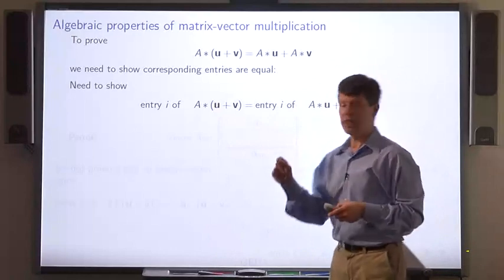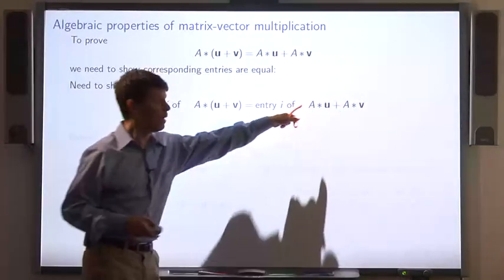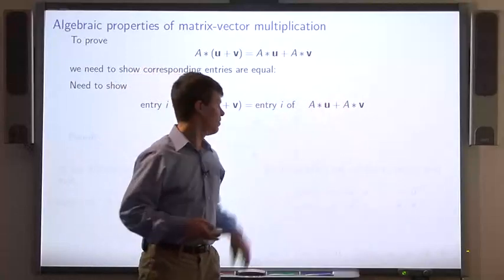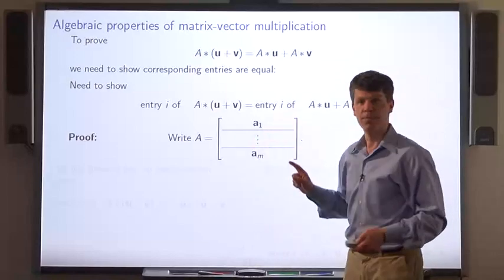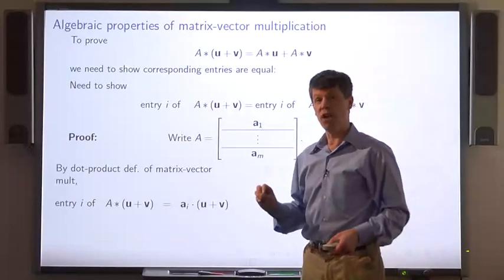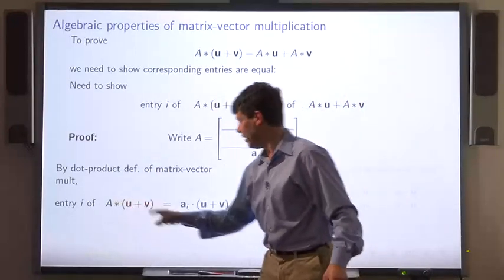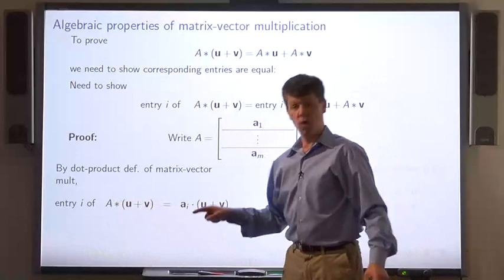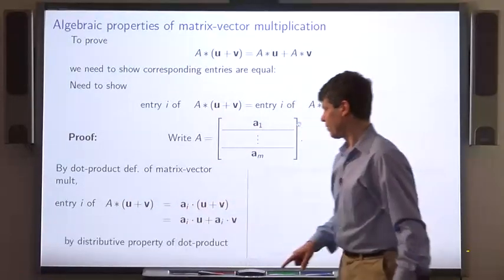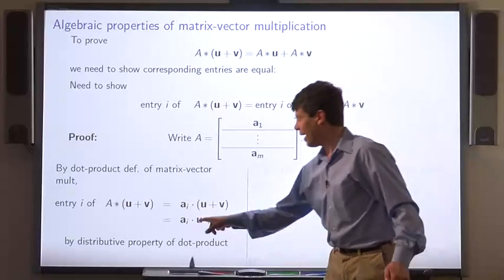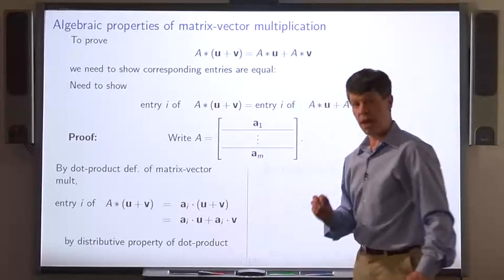So we need to show that entry i of A times (u plus v) equals entry i of A times u plus A times v. So again, we use the representation of A in terms of its rows. By the dot product definition of matrix-vector multiplication, entry i of A times (u plus v) is the dot product of row i, namely a_i, with u plus v. And this is equal to a_i times u plus a_i times v by the distributive property of dot product.